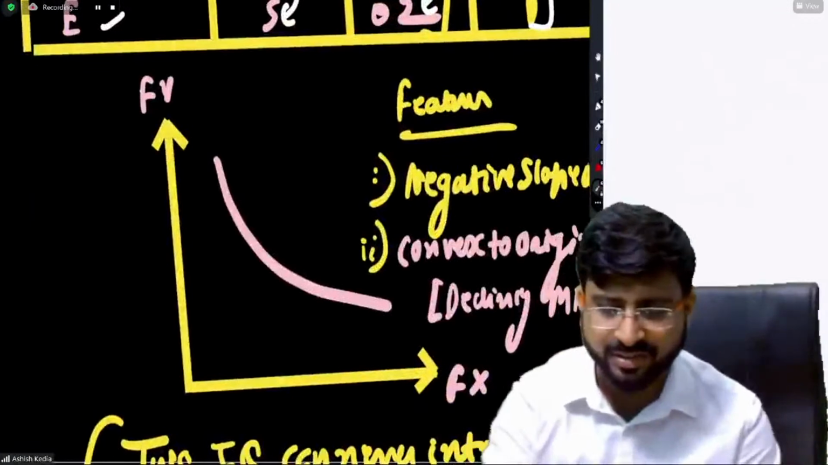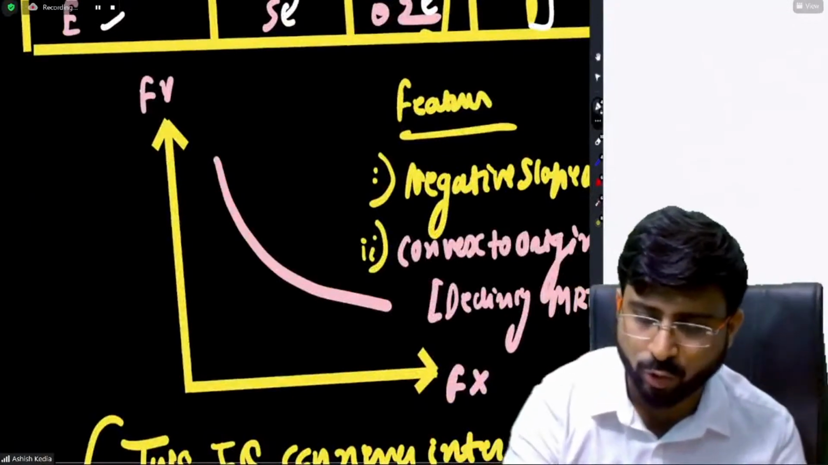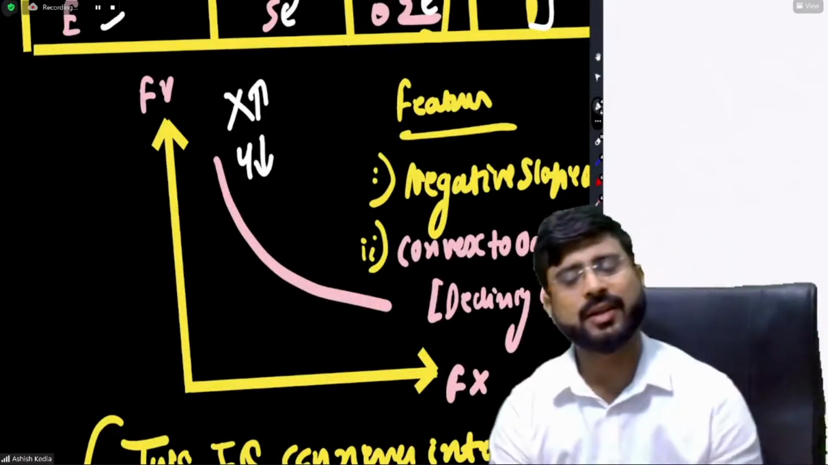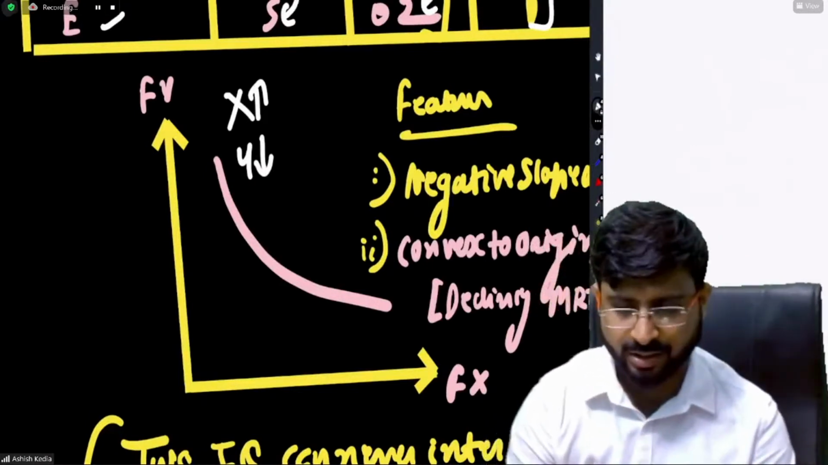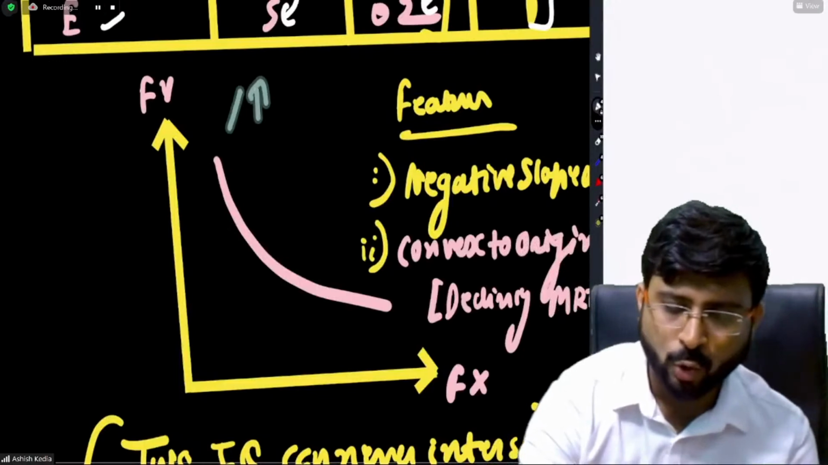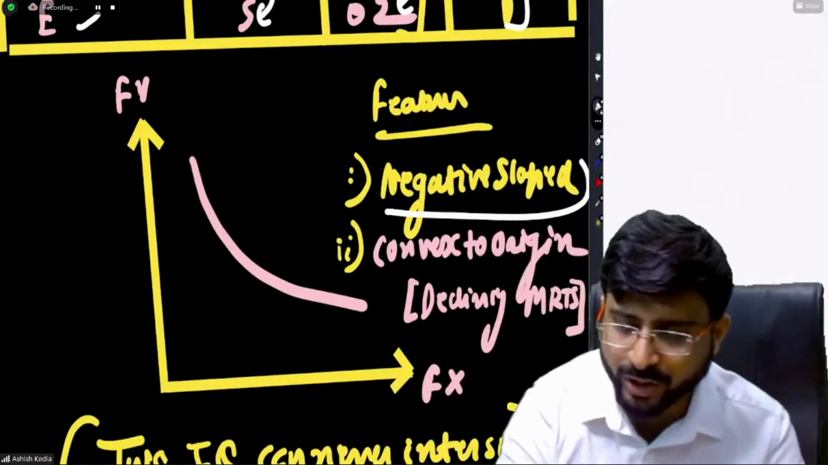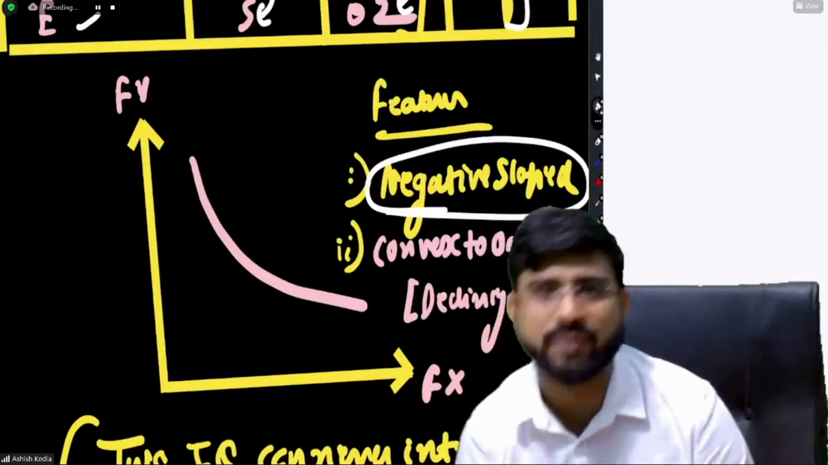Yes. So it is negative sloped. Why is it negative slope? It is because to increase factor x, we will have to reduce factor y. So there is an inverse relation. So if somebody asks you, why is isoquant negative slope? Answer them, because to increase one factor, we have to reduce the other factor.